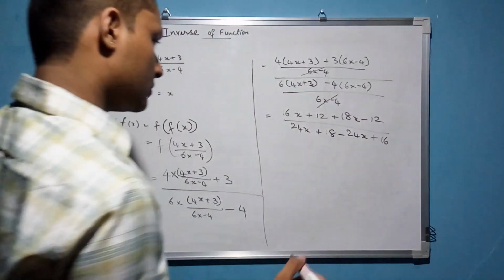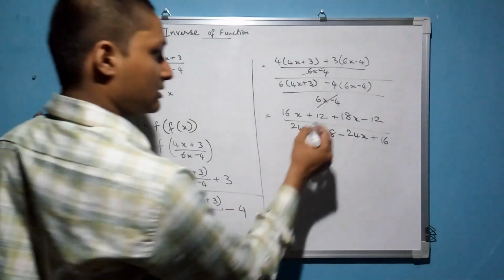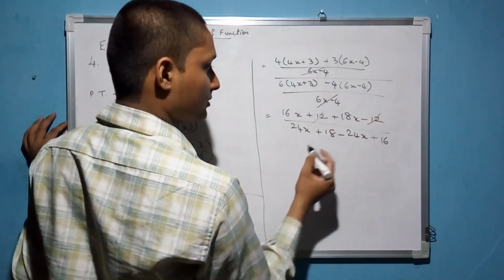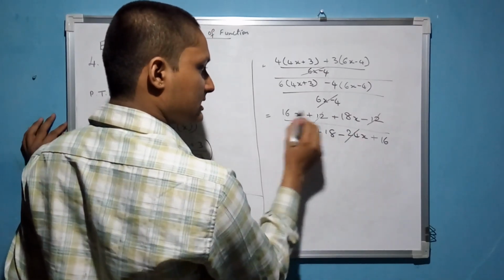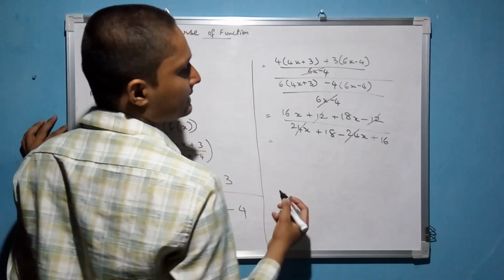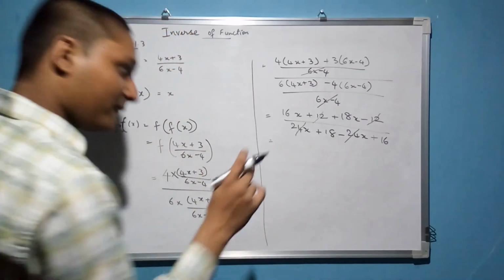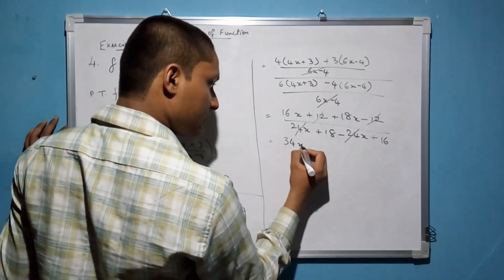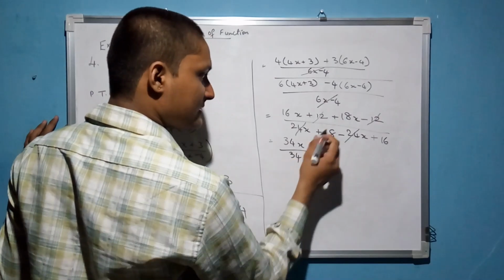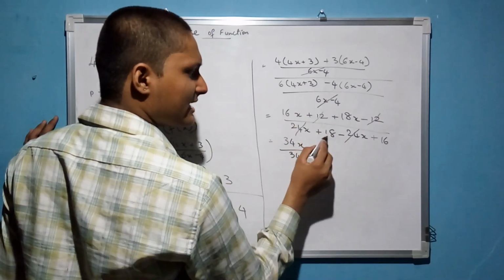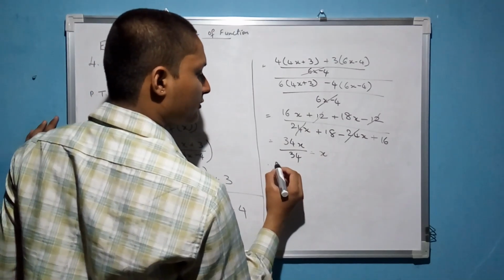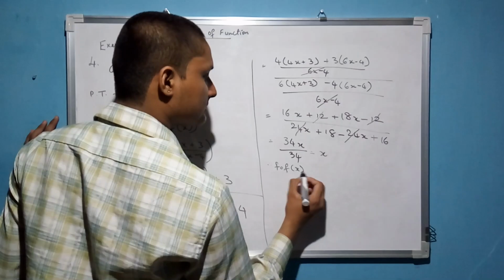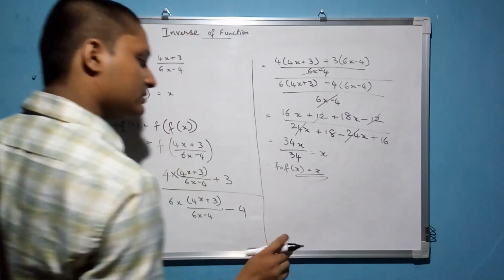So let's see what we're going to get here. 12 and minus 12 are going to be cancelled. 24x and minus 24x are going to be cancelled. So 16 plus 18 is 34, 34x divided by 34. So you can see the numbers are the same here: 16, 18, 18, 16. So that comes to be x itself. Therefore f of f of x is equal to x. We have this proved now.